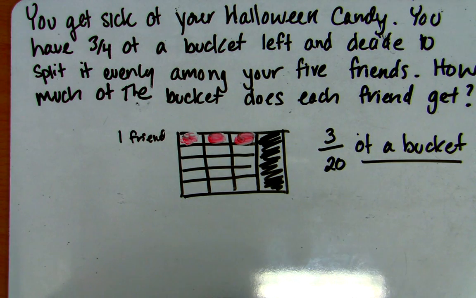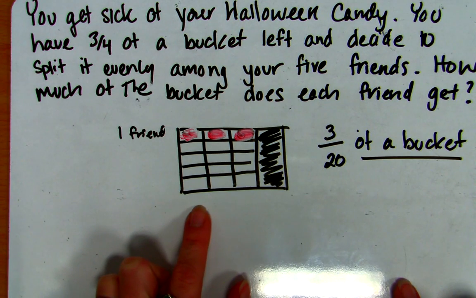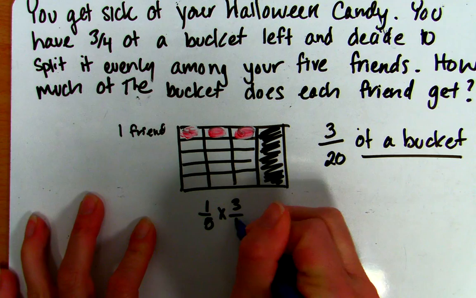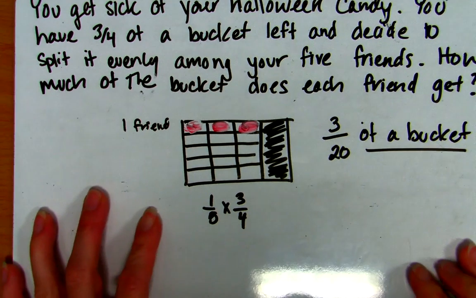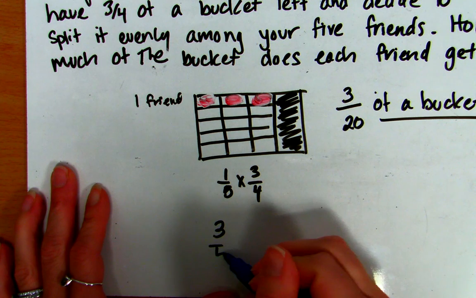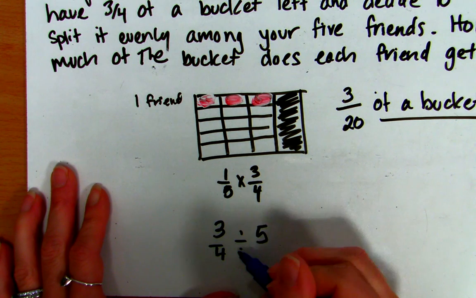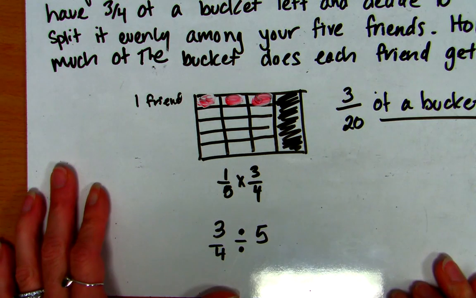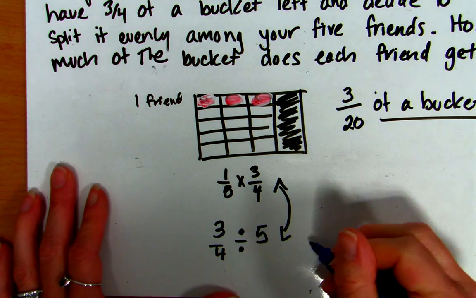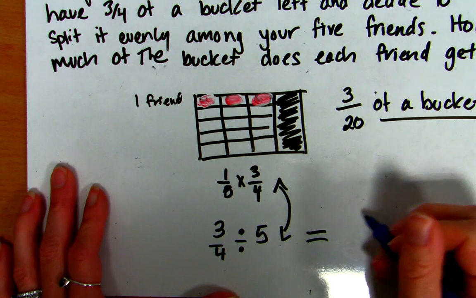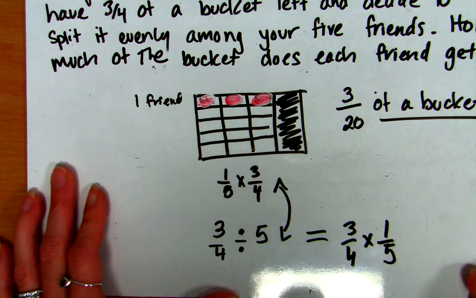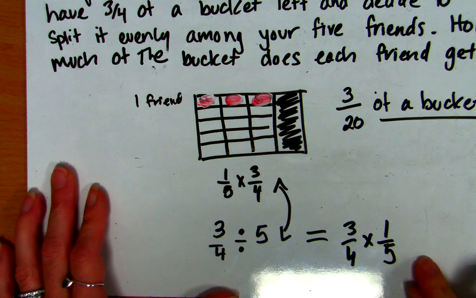So looking back at our model here, you're like, that's just a brownie pan, man. That's 1/5 times 3/4. All we did here was 1/5 times 3/4. And you're absolutely right, okay? Our original division problem was 3/4 of a bucket divided into 5 groups. That was our original division problem. So what we've shown now is that 3/4 divided by 5 is equal to 3/4 times 1/5. And this is an important concept that we're going to talk about soon.